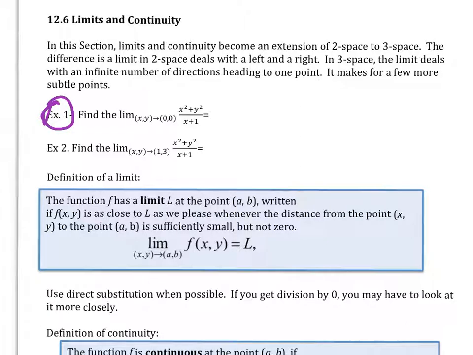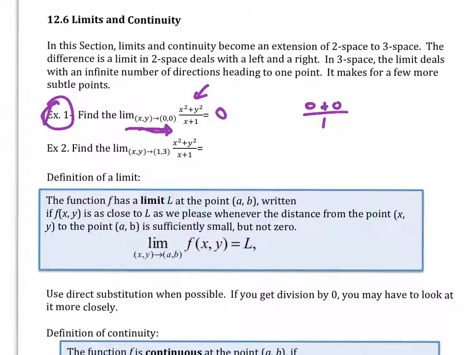So example 1, find the limit as x and y go to 0, 0. Now we have two coordinates going to a coordinate pair, and we have to look at the situation with our function. The problem is that you might get 0 over 0, which gave different things before, so we have to be careful of those subtle points. But here, let's just try direct substitution. If we do direct substitution, we're going to get 0 plus 0 all over 1. What does that become? Well, that is 0.